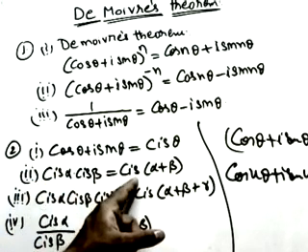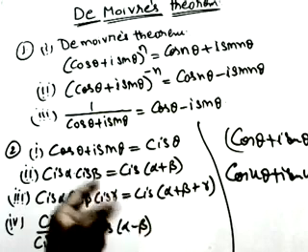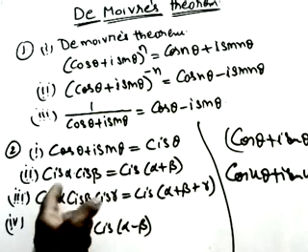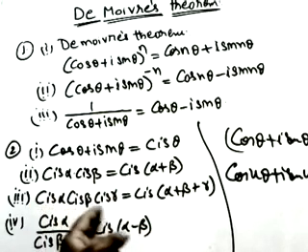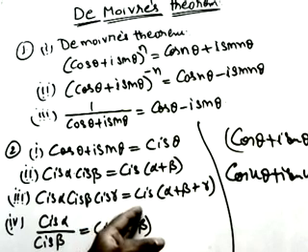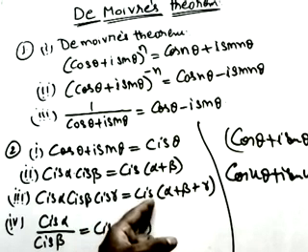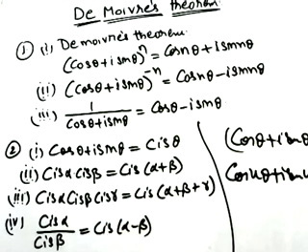Now we have formulas. Cis alpha into cis beta can be written as cis (alpha plus beta). If we have more than 2, then we can add: cis alpha into cis beta into cis gamma into cis delta, whatever, we add: cis (alpha plus beta plus gamma plus delta). Now for division we use minus. Cis alpha by cis beta is cis (alpha minus beta).